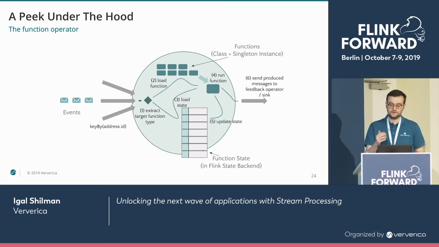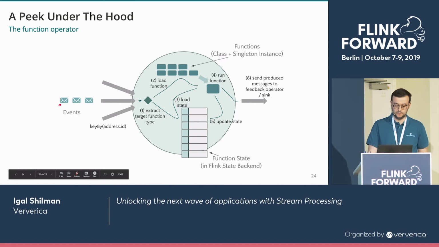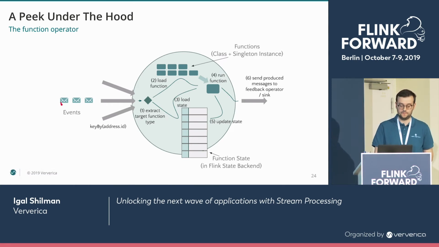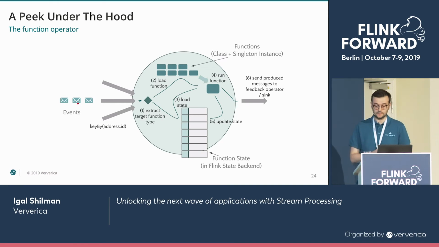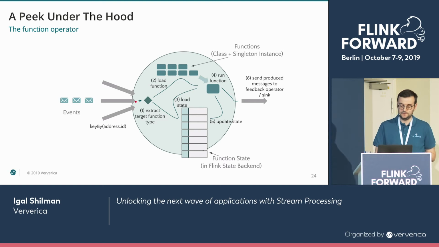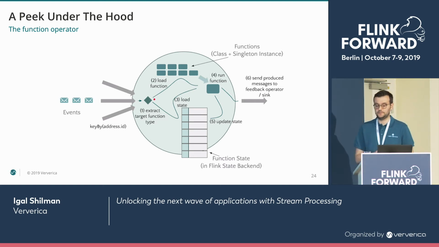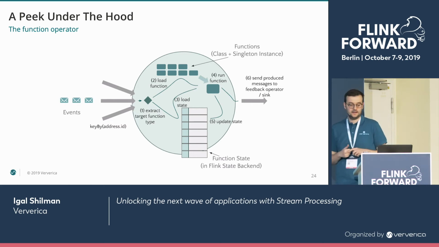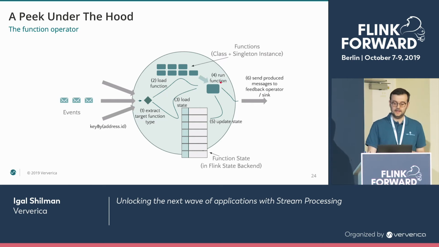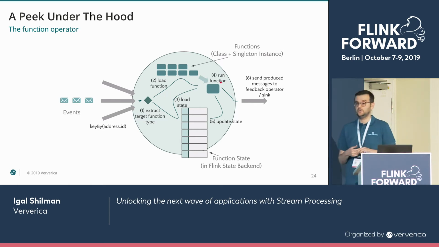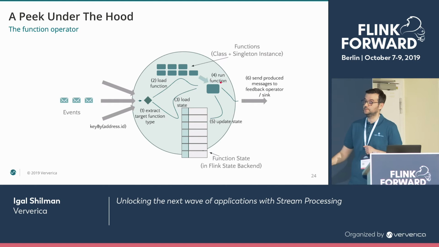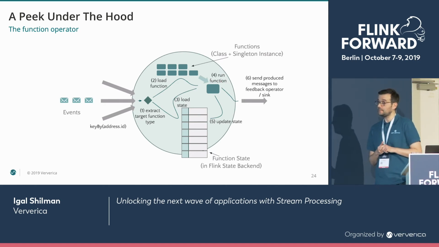Okay, let's actually go over the flow. How does it look? So there are incoming events. There are different types of payloads. And after a key by of the target address, the first thing this operator would do is figure out what's the target function, what function should I invoke for that. Then it would load that function. If it's not already loaded, it would create a new instance of it.